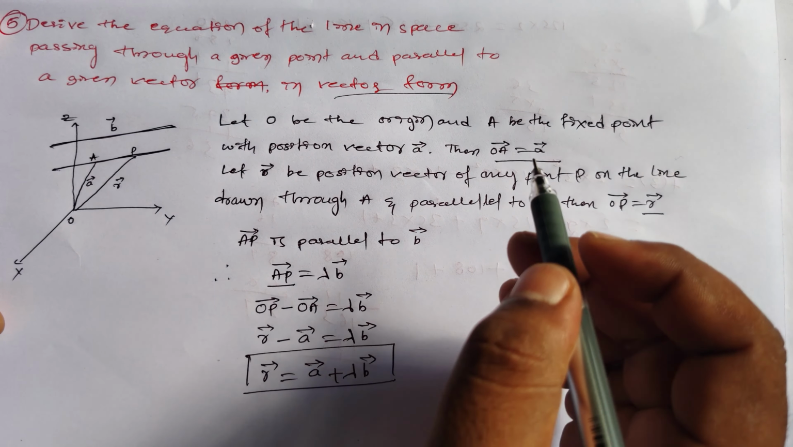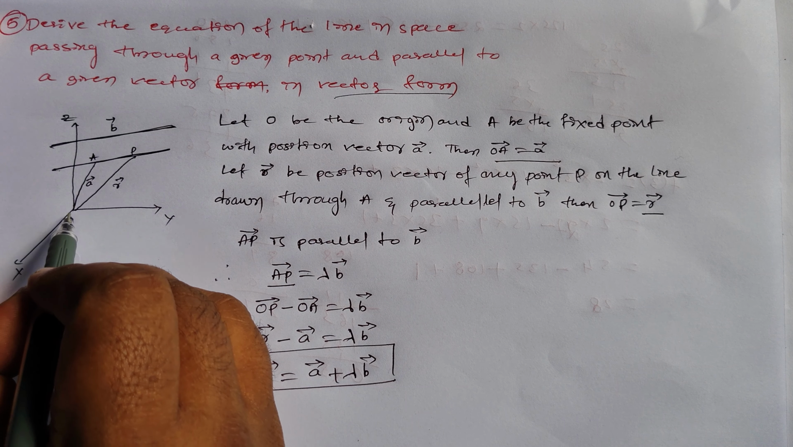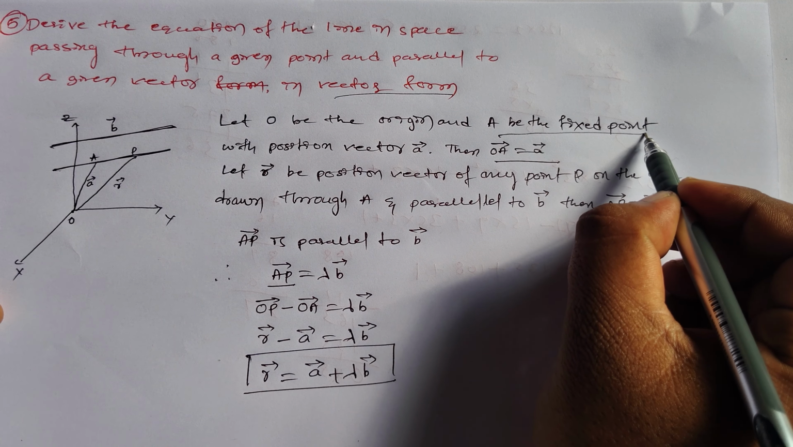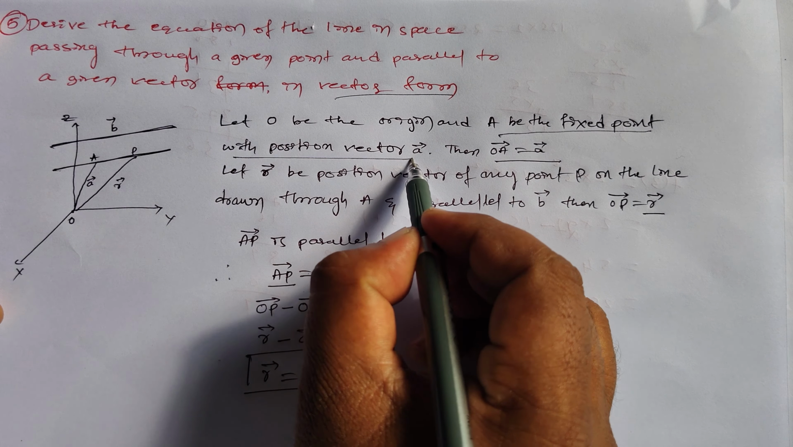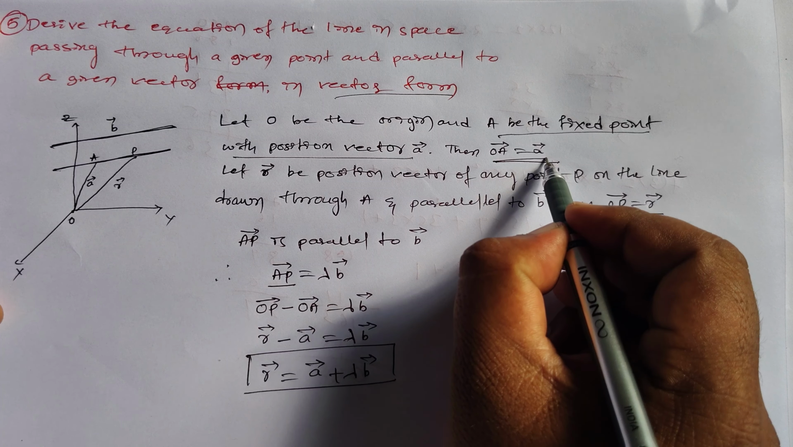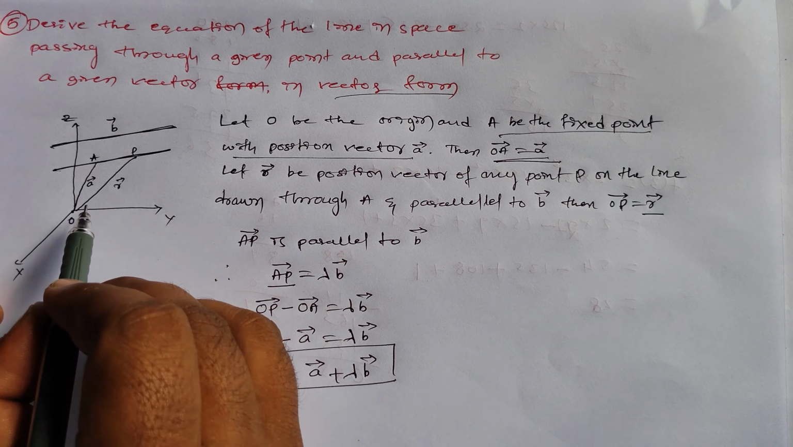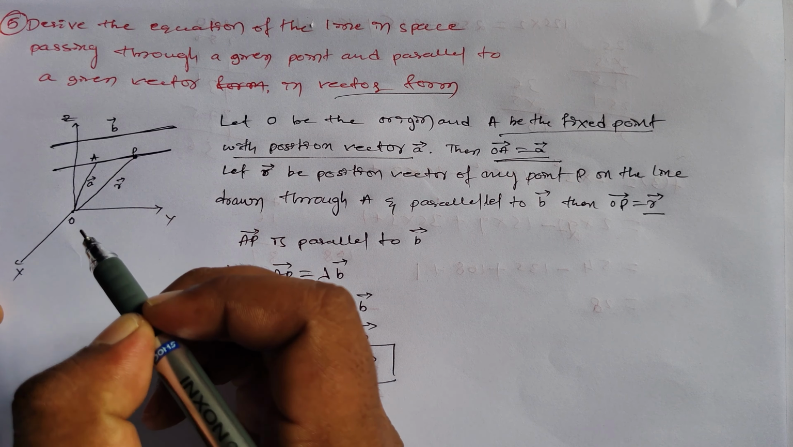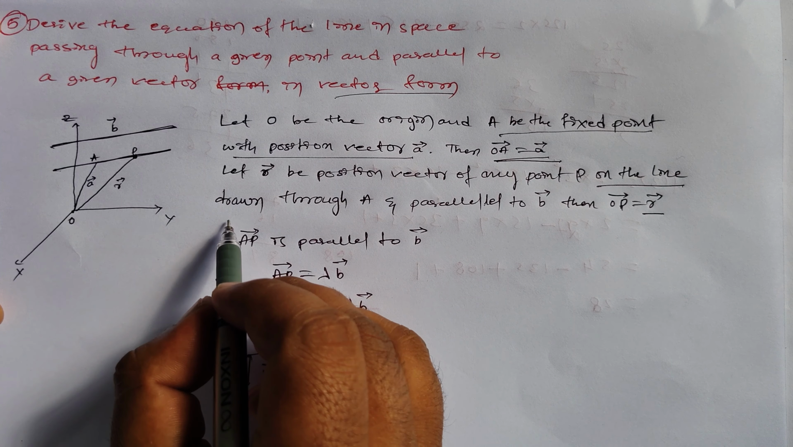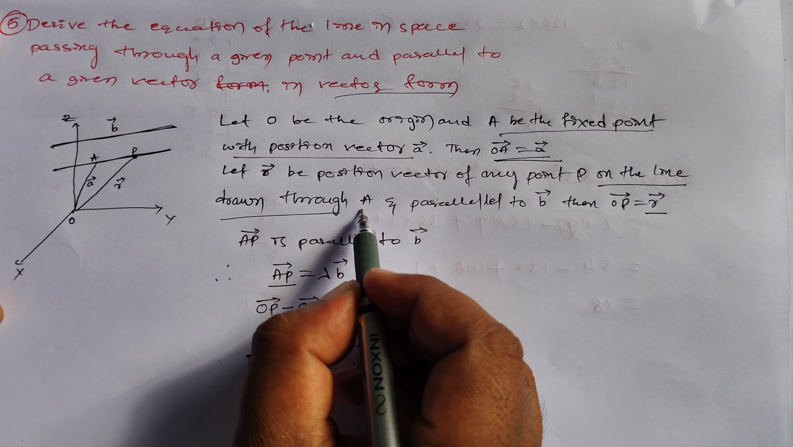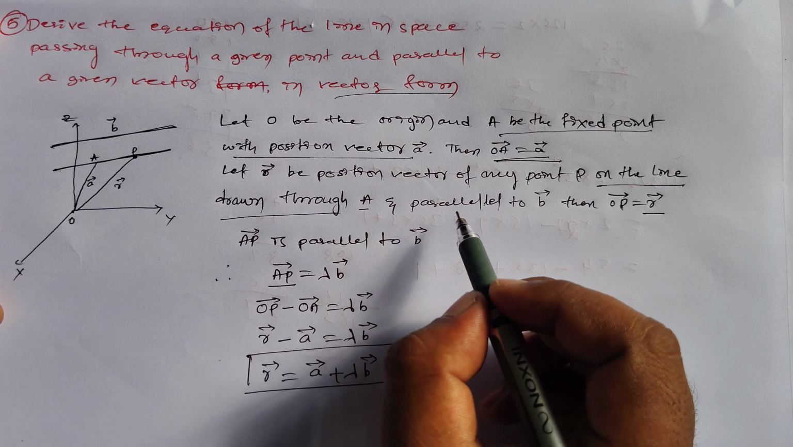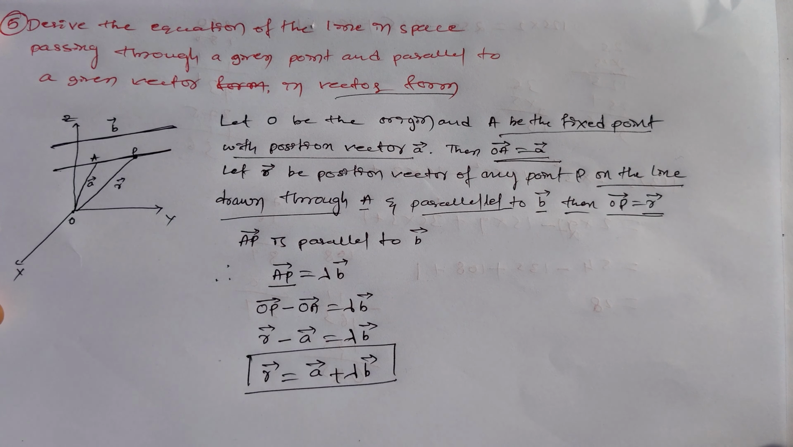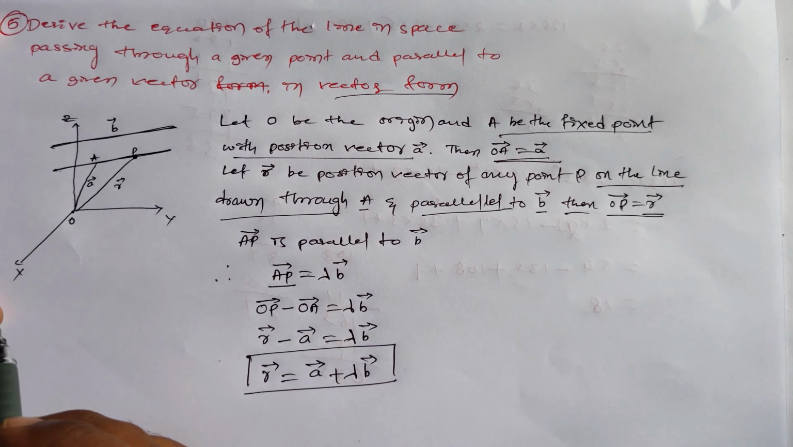So the explanation. Let O be the origin and A be the fixed point with position vector A. Then OA is equal to A vector. Let R be the position vector of the point P on the line through A and parallel to the B vector. Then what is the OP vector? The OP vector is equal to R vector, right?